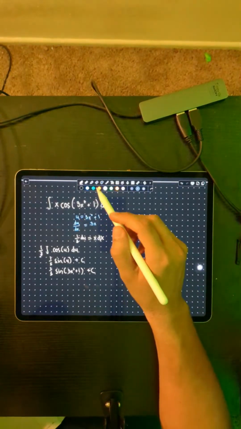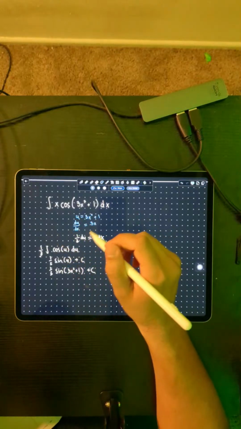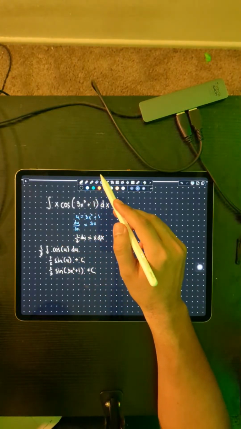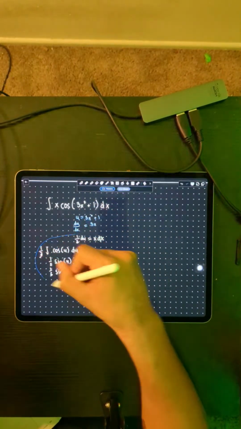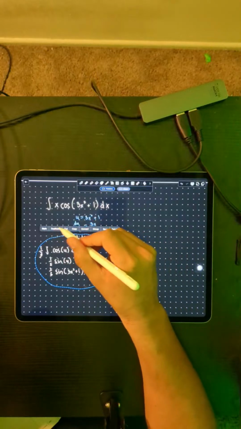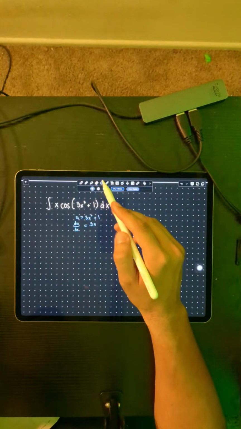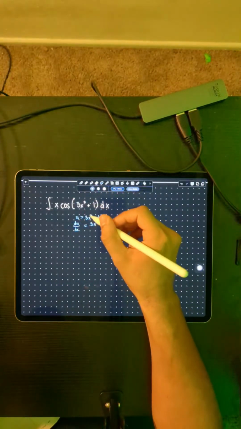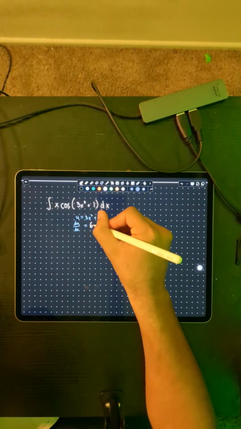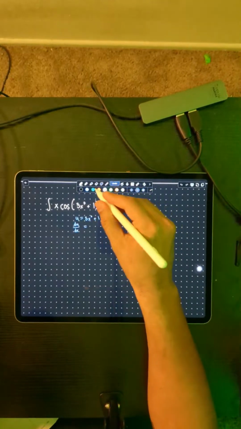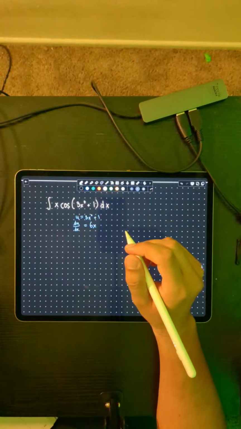Wait, I forgot another. I made a huge typo, guys. I said 3x squared. I've got to go back. Unfortunately, this is all wrong. I'm going to delete all of this because I made a huge typo. We said du by dx is 3x squared, but the derivative of 3x squared is 6x right here. So let's change that to a 6x. Sorry about that, guys. So 6x right there.